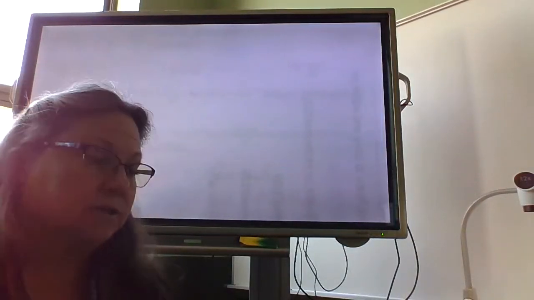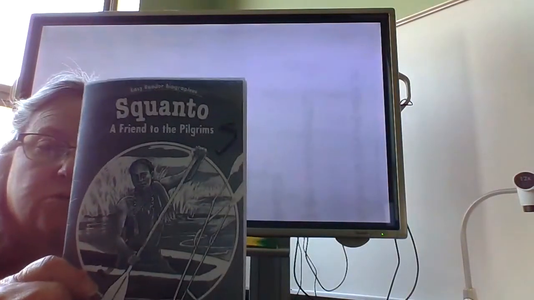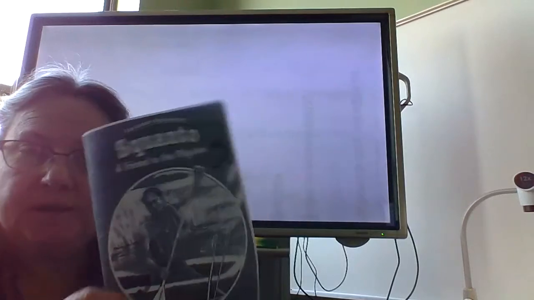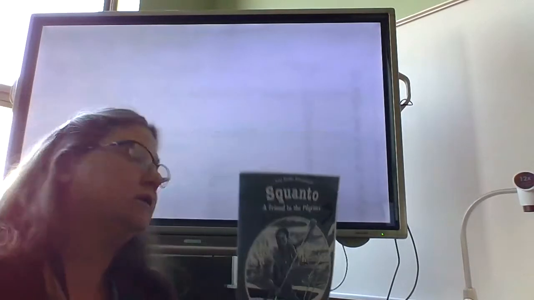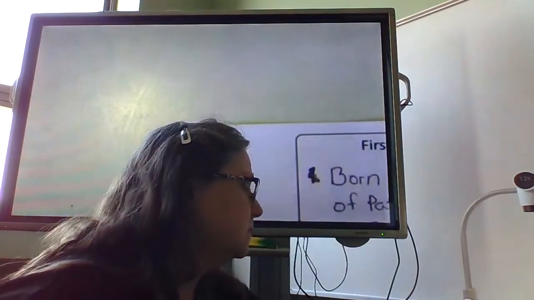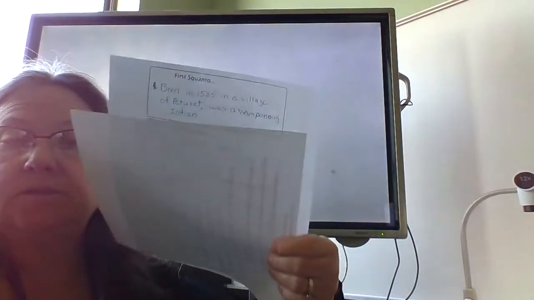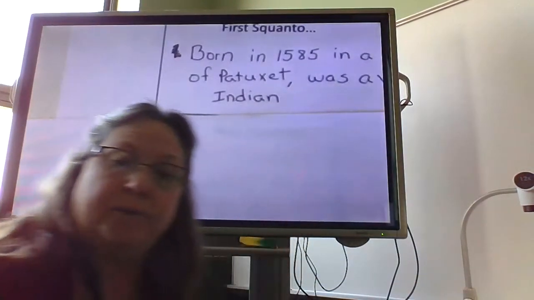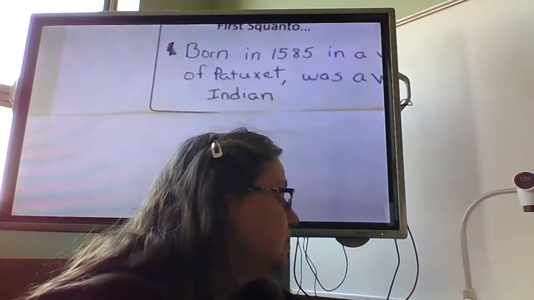This is our writing lesson for today. What you're going to need for writing is your Squanto book, just like what I have. And then we are going to fill out a paper that says first, next, then, and last on it. So we're going to use that paper to fill out some information.